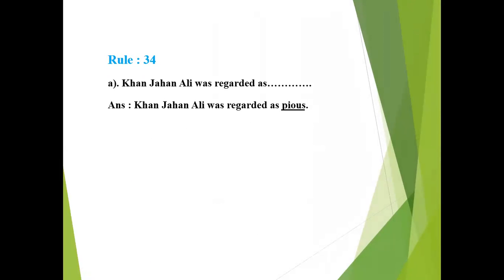Now, rule 34. A. Khan Jahan Ali was regarded as dash. In order to express likeliness, as is used after the following verbs: regard, treat, acknowledge, condemn, etc. An adjective or adjective phrase is used after as. So the answer will be: Khan Jahan Ali was regarded as pious. Here, pious is an adjective.